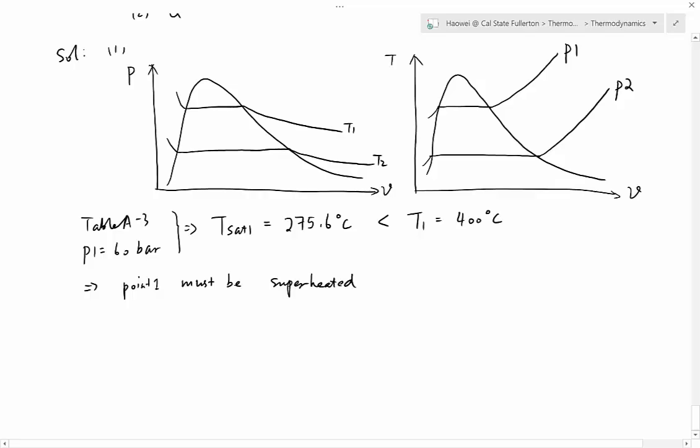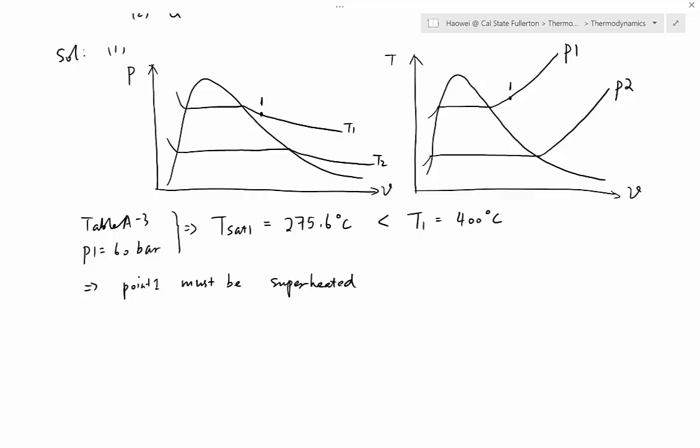Okay, so for example, I can put number 1 here, and correspondingly, I can put number 1 here on a T versus nu diagram, because it must be on the P1 line. Then we know it's superheated, so it must be to the right side of the vapor dome. Okay, so we're done with number 1. Next, we need to locate number 2.